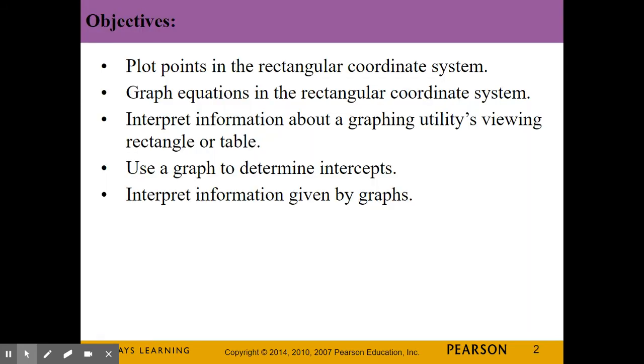All right, let's take a look at the objectives. We're going to plot points in a coordinate system. We're going to talk about the coordinate system. We're going to graph equations, and then we're going to look at some word problems and interpret the information.